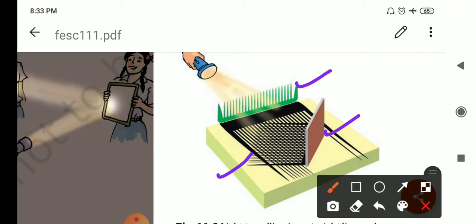Keep this in the sunlight or send a beam of light from a torch. Both you can do, whichever is easy for you. Then what you will observe, now see, the rays which are coming from this comb are striking the mirror, and from the mirror they all are getting reflected in a different direction.